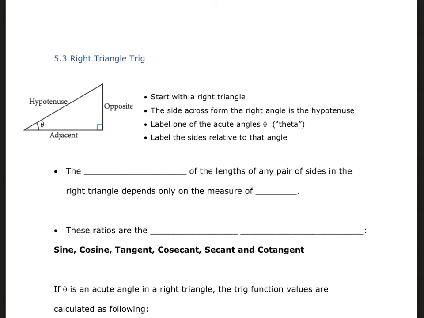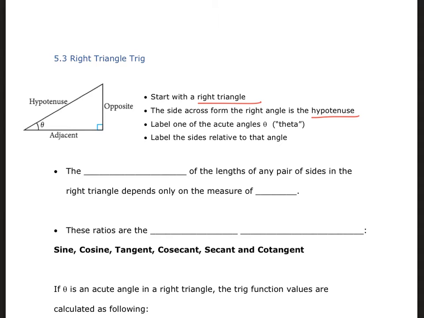5.3, we're looking at right triangles and looking at trig function values based on a right triangle. Start with a right triangle like we have to the left there. The side across from the right angle is the hypotenuse, so the longest side, the hypotenuse. And then we label one of the acute angles with that Greek letter theta. And then the other two sides we're going to label relative to that angle theta.